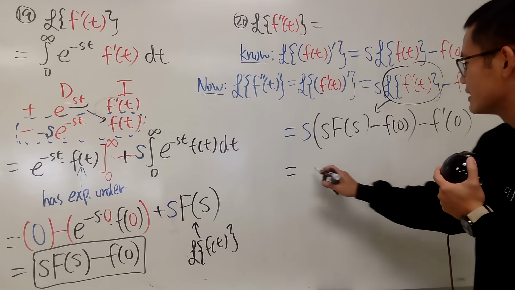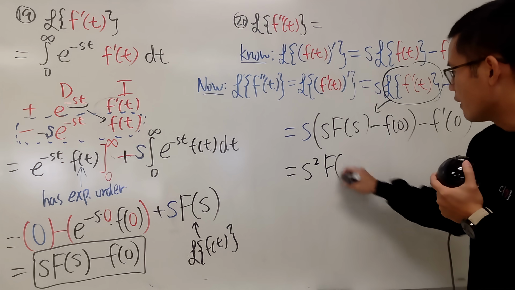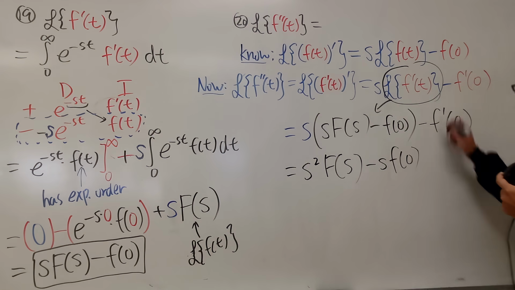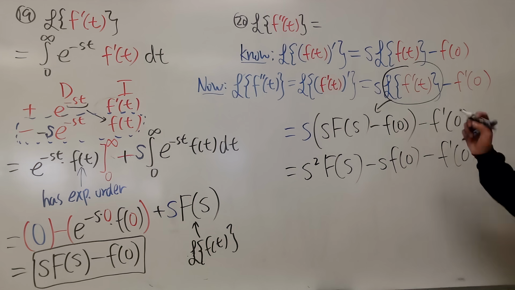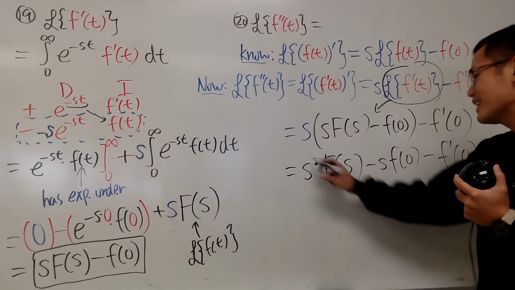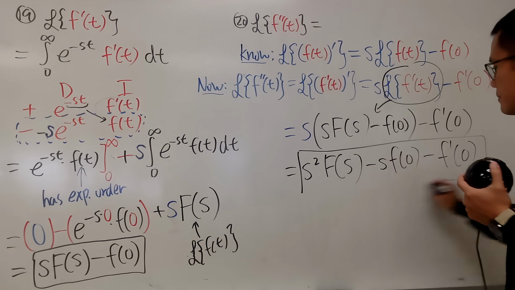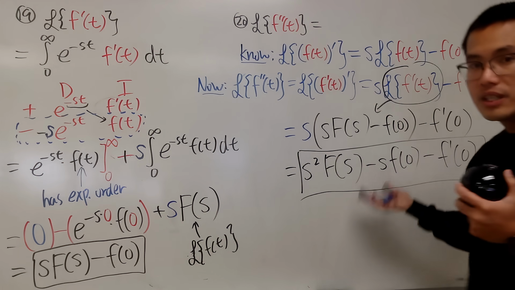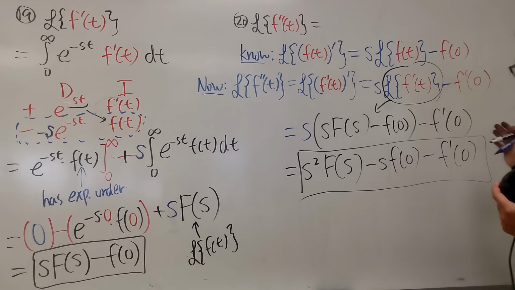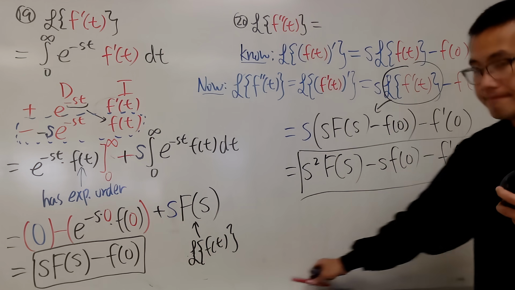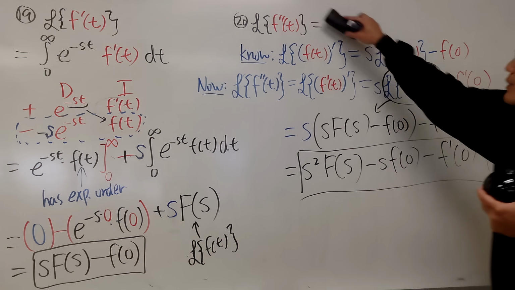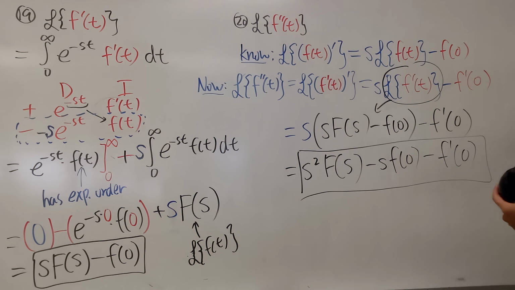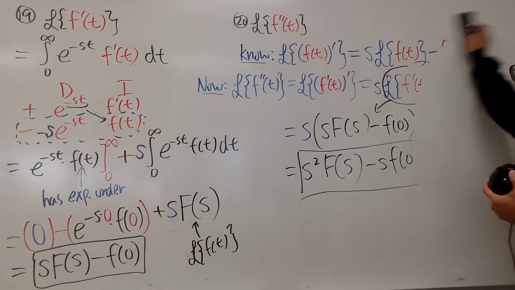You distribute the S. You have S squared F of S minus S little f of 0 and then minus F prime of 0. Like this. Congrats! This is our Laplace transform of the second derivative of some function. Just like that. Very cool, huh? So just put this down here. Okay, so 20 Laplace transforms done, and then 4 more to go.